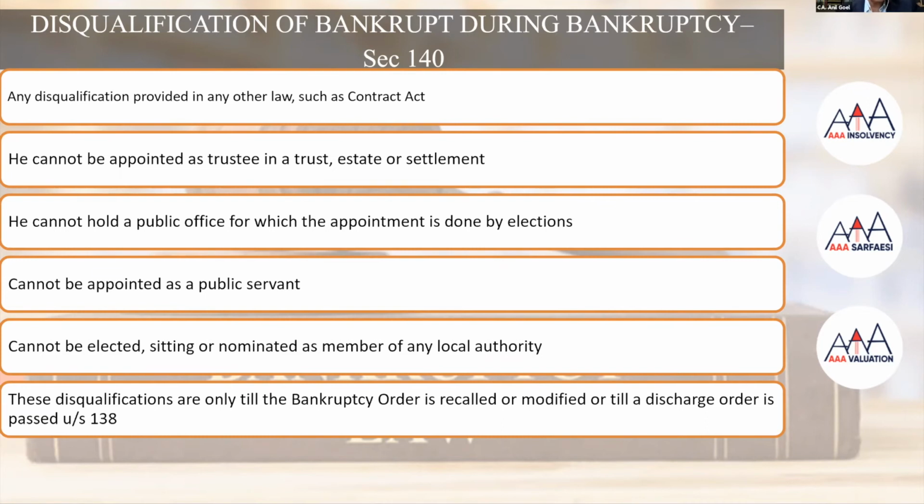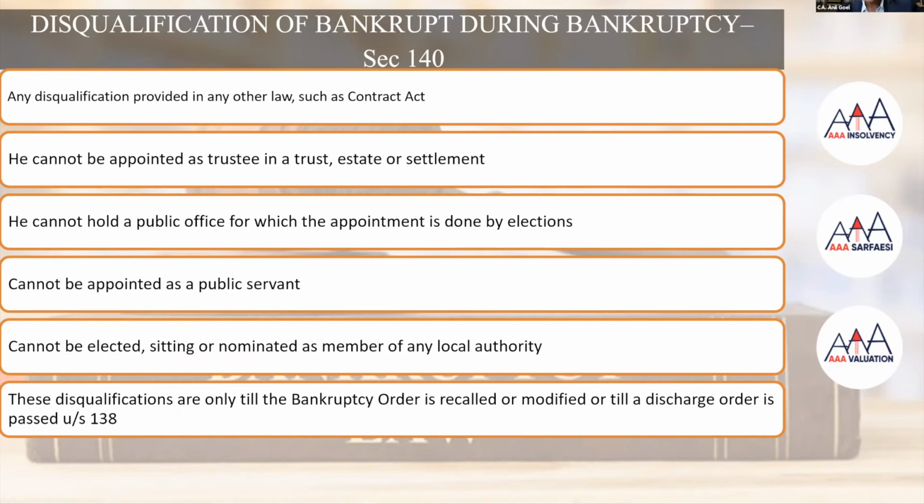So any political person, in case any bankruptcy starts, his political career is paused. He cannot be appointed as a public servant, cannot be elected, sit, or be nominated as a member of any local authority. These disqualifications apply only till the bankruptcy order is recalled or modified, or till a discharge order is passed. So these are the disqualifications of a person on whom the bankruptcy process has been started.